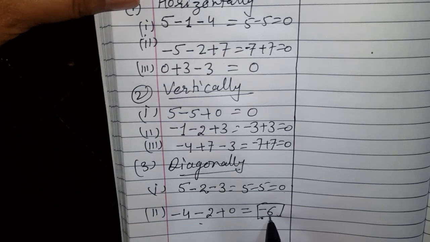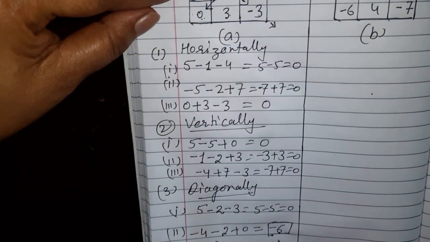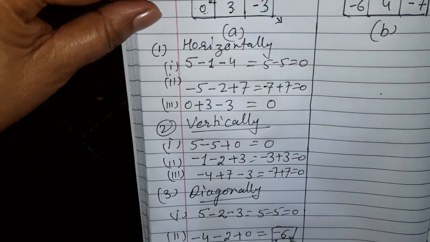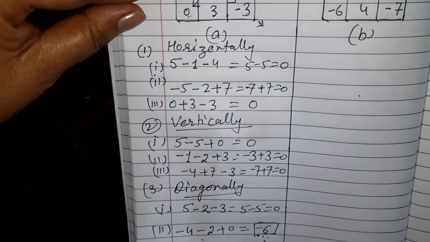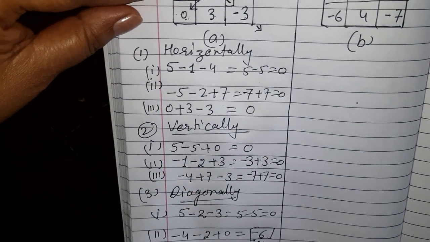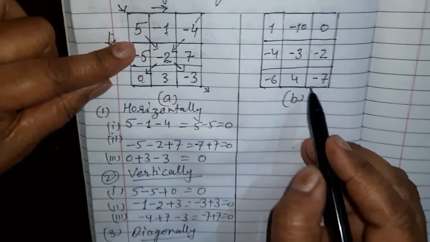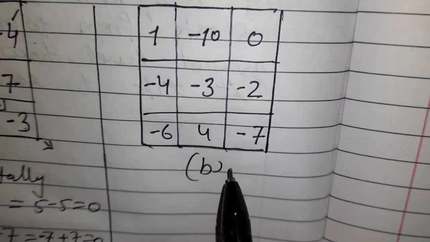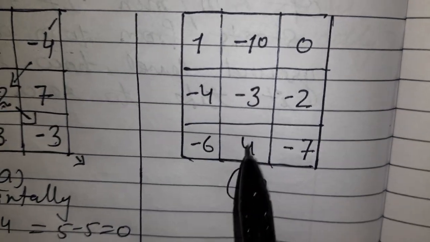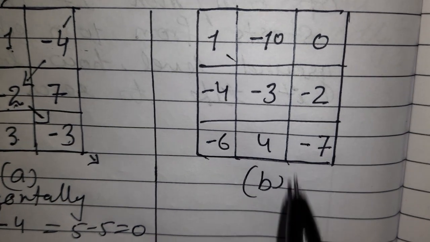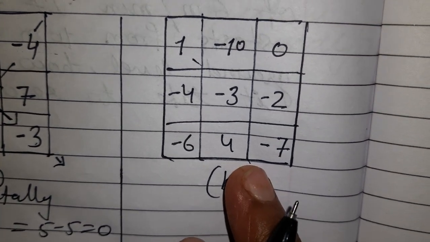Since you are not getting 0 here, this square is not a magic square, because for a magic square all the answers should be the same. If you are getting 0 here, then it should be 0 here also. Now you try to do this one yourself and find out whether it is a magic square or not. In the same way, add first horizontally, vertically and then diagonally and find what answer you get. If you get the same answer, then this square is called a magic square.